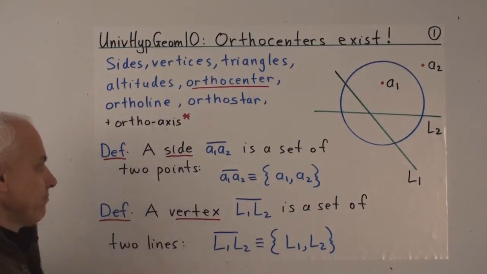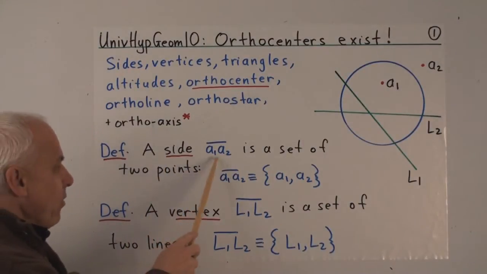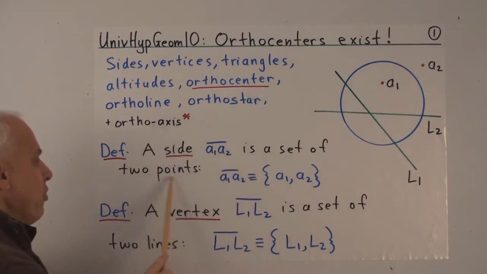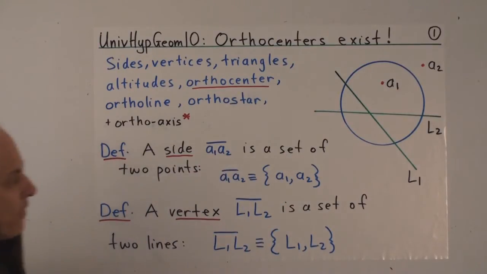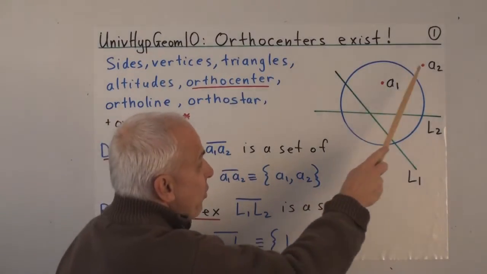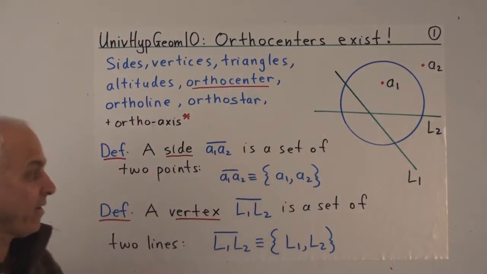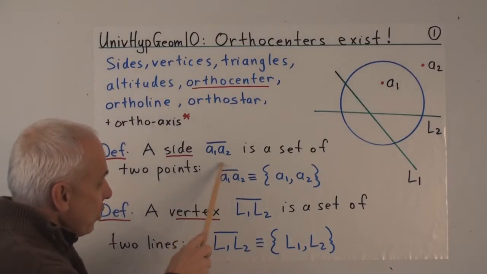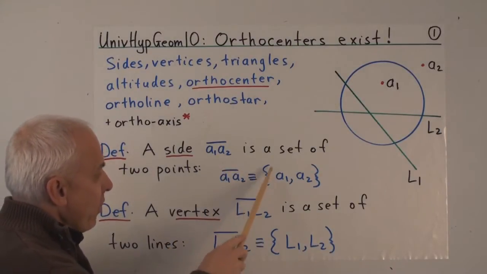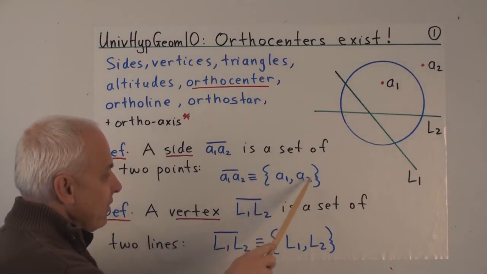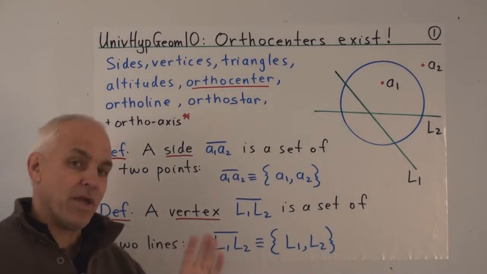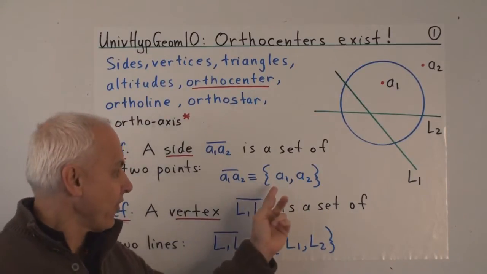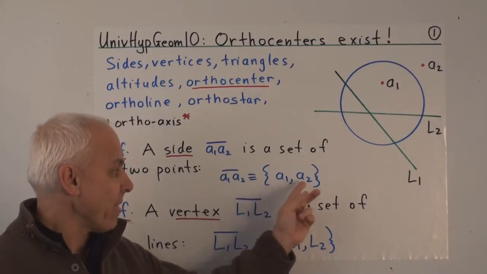A side. A side, A1 A2 with a bar over it, is a set of 2 points. So for example, the set consisting of this point and this point together, that's a side. And this notation here is just a shorthand for the set A1, A2. I remind you that when we're talking about sets, the order of the elements doesn't matter. So it's also the same as the set A2, A1.